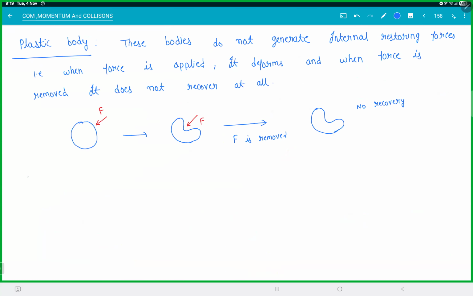The second type of bodies are called elastic bodies. So elastic bodies, these bodies deform when you apply force. So again, don't get confused with a rigid body. A rigid body won't even deform in the first place. And rigid bodies are hypothetical. So these bodies deform when you apply the force, and they recover completely when the force is removed.